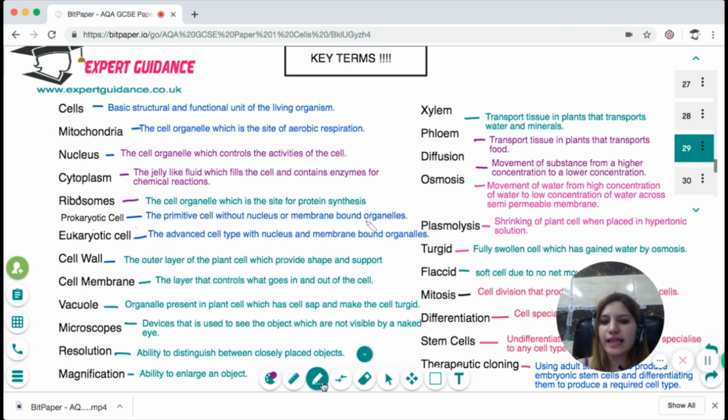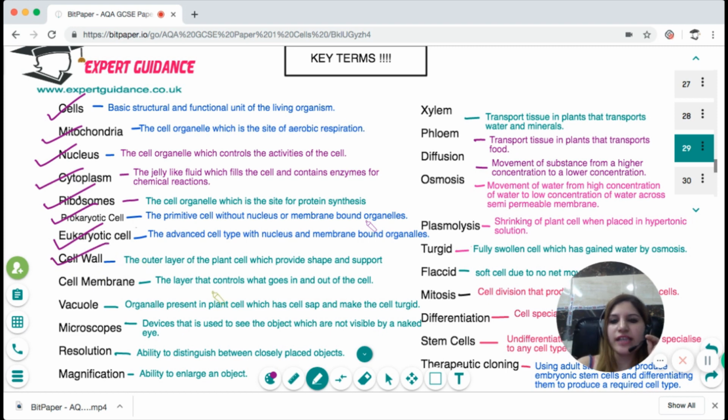What are cells? A cell is the basic structural and functional unit of a living organism. Mitochondria is the organelle which is the site of aerobic respiration. Nucleus is the organelle which controls the activities of the cell. Cytoplasm is a jelly-like fluid which fills the cell and contains enzymes for chemical reactions. Ribosomes are the cell organelles that are the site of protein synthesis. Prokaryotic cells are primitive cells without a nucleus or membrane-bound organelles. Eukaryotic cells are the advanced cell type with a nucleus and membrane-bound organelles.